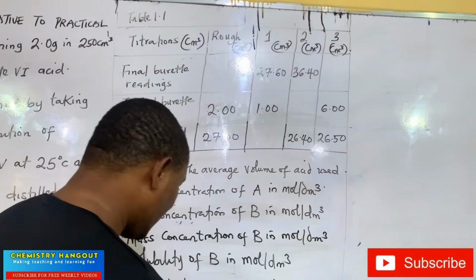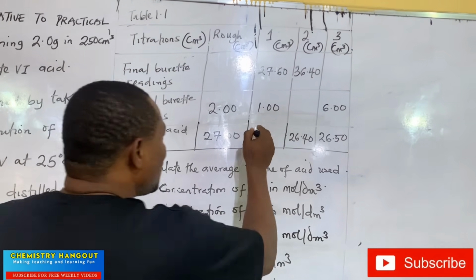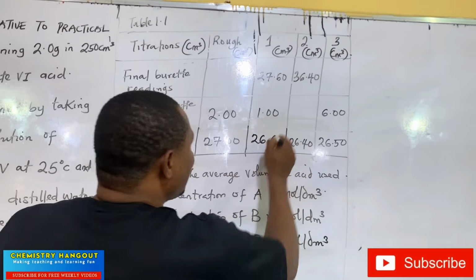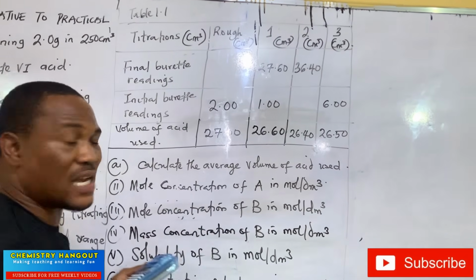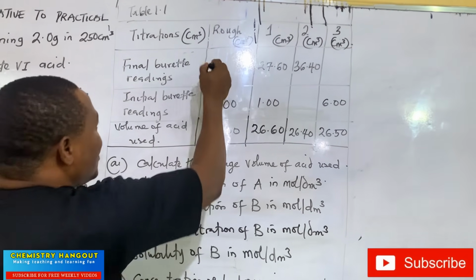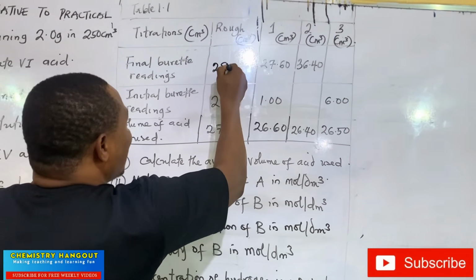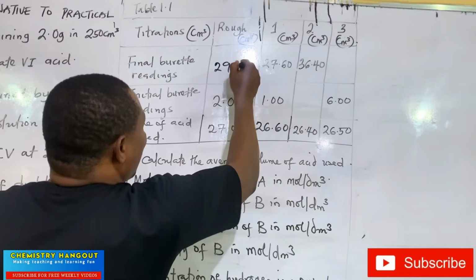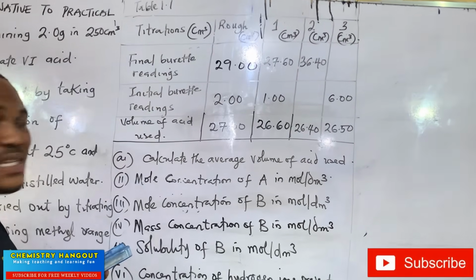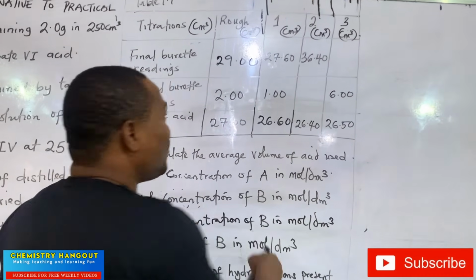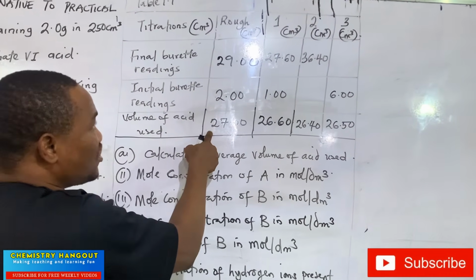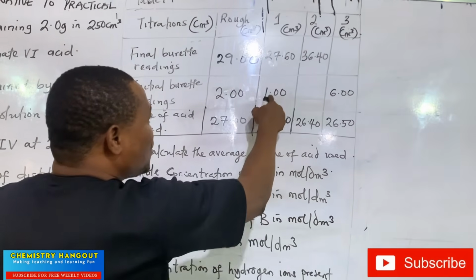So this is 26.60. This plus this will give us this, and this minus this will give us this. Do you understand that now? So this plus this is going to give us 29 point what? 29.00. Does that make sense now? Then this plus this again, because this minus this will give us this. Did you see the trend?